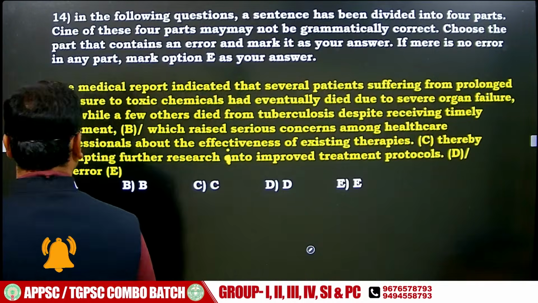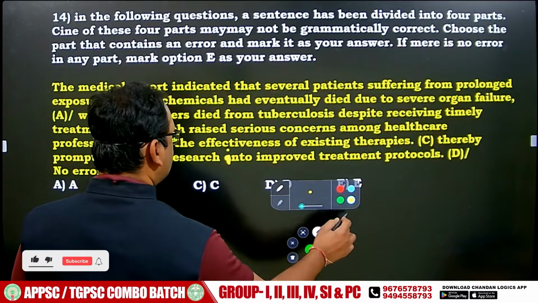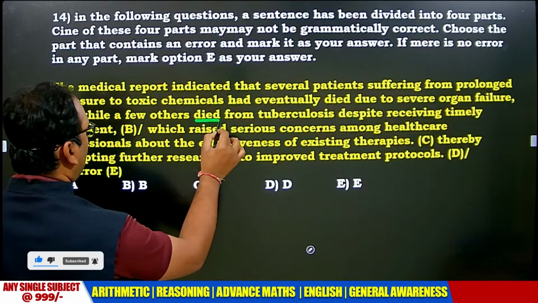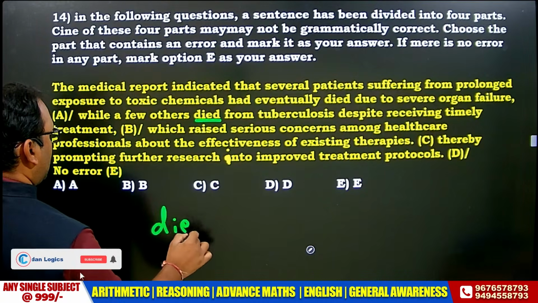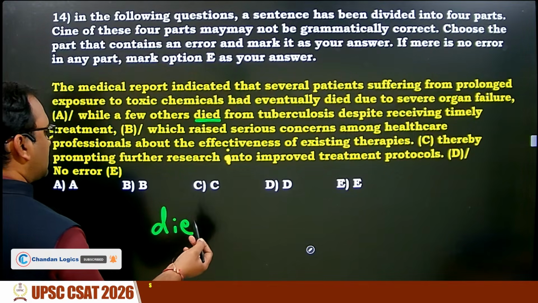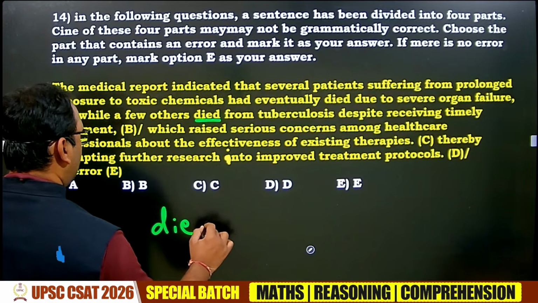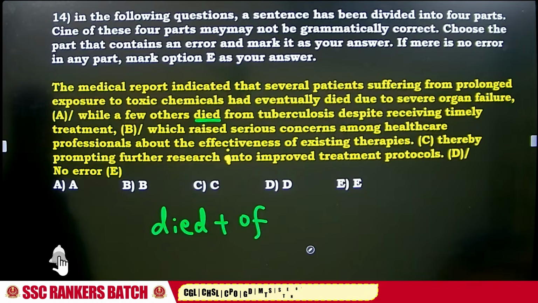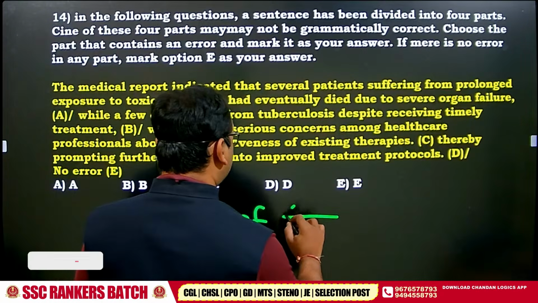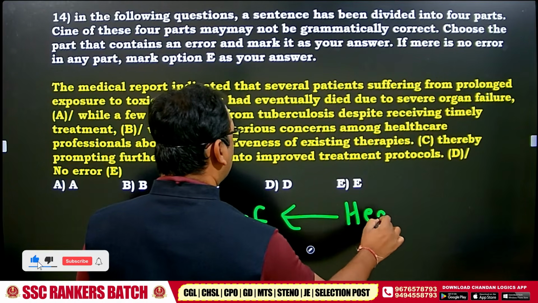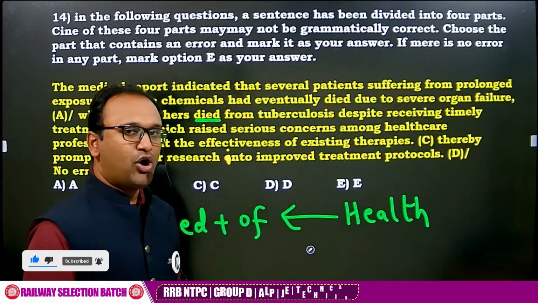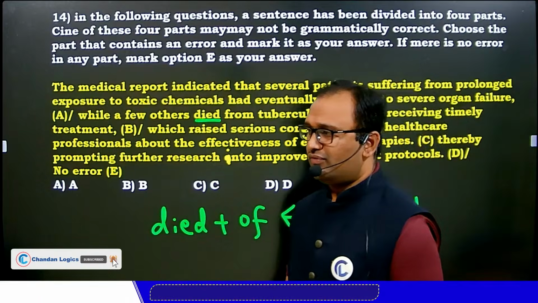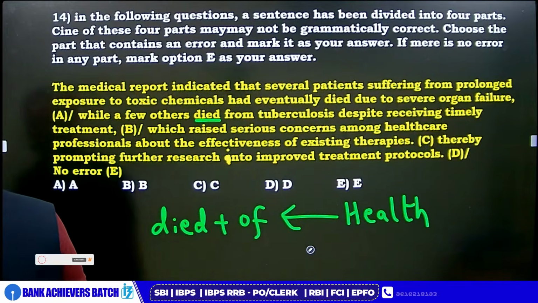When we talk about a topic called prepositions, there is a very important case called die. When somebody dies because of a health issue, we say died of. So died of is used when you're talking about some health issue, some disease. He died of cancer. He died of heart stroke. He died of tuberculosis. Okay?